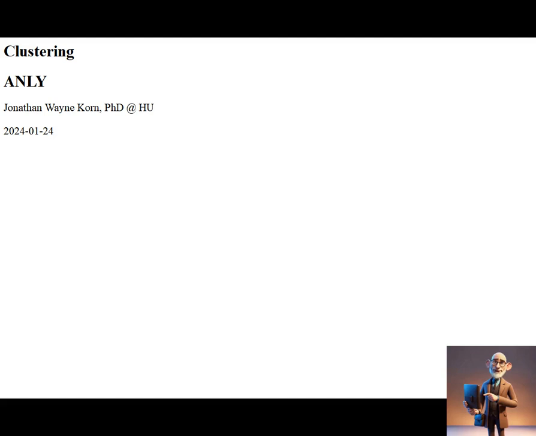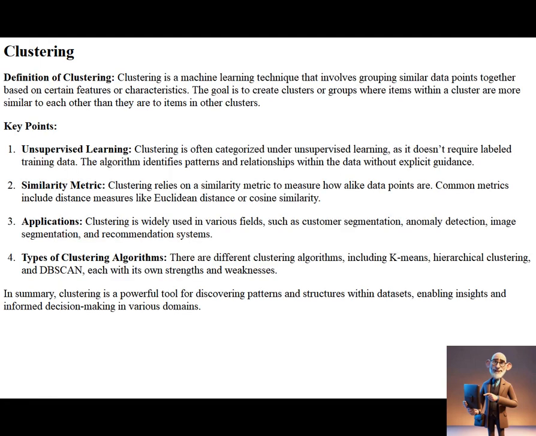Welcome. In this presentation, we will review clustering using R and the KMeans method. Let's start by defining clustering. In essence, clustering involves grouping similar data points together based on certain features or characteristics. The primary goal is to create clusters or groups where items within a cluster share more similarities with each other than with items in other clusters.